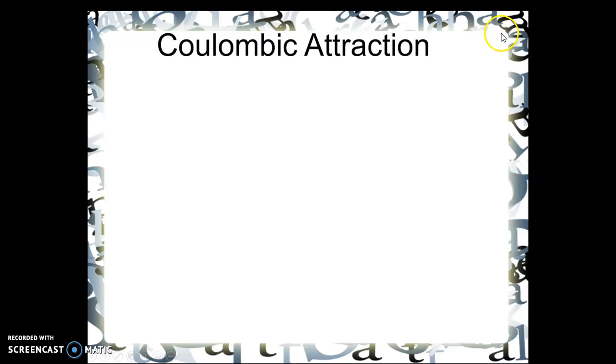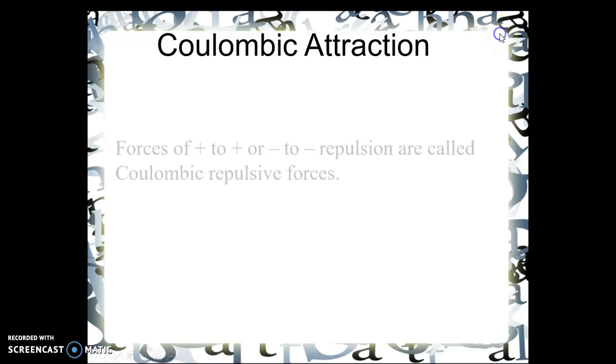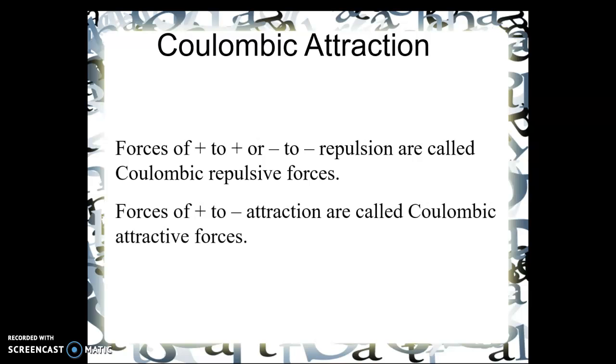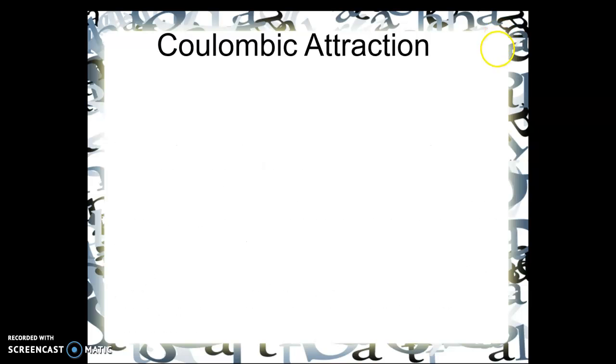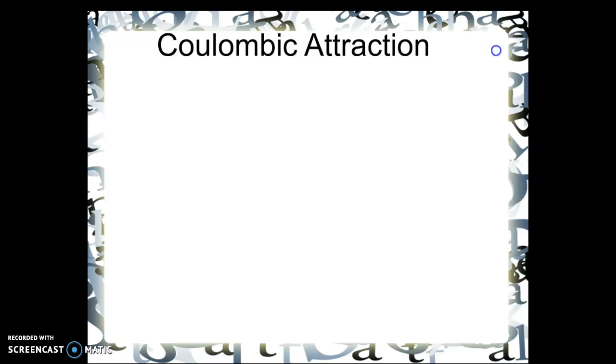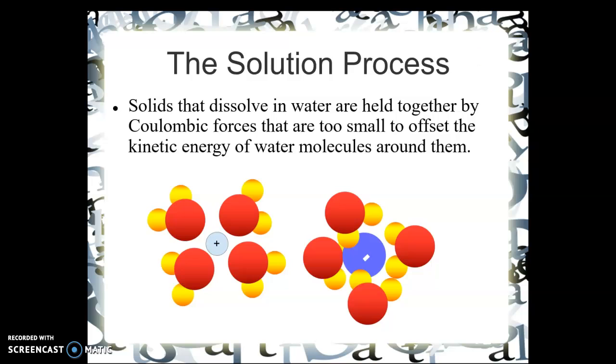Now let's remember Coulombic attraction from our first semester. Forces of plus to plus or minus to minus repulsion are called Coulombic repulsive forces. Forces of plus to minus attraction are called Coulombic attractive forces. And they're going to vary strongly inversely as distance changes. So the closer they are, the higher the force. Coulombic attraction.